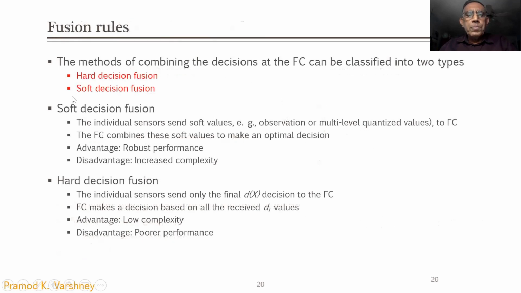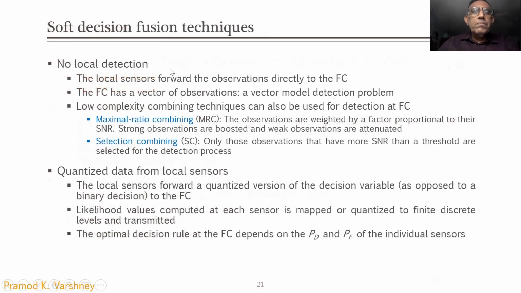So let's move on. The decisions made at the sensors that are sent to the fusion center are of two types. One, soft decision fusion, and the second is hard decision fusion. In soft decision fusion, the sensors could be sending soft values. They could be observations directly, or you can quantize the statistic that you have in multiple levels beyond binary. You send them to the fusion center and it tries to combine them and makes an optimal decision. In hard decision fusion, the sensors send binary information, so 0 or 1, for example, and then the fusion center has to decide H0 or H1. The complexity is lower, but in terms of performance, soft decision will perform better than hard decision.